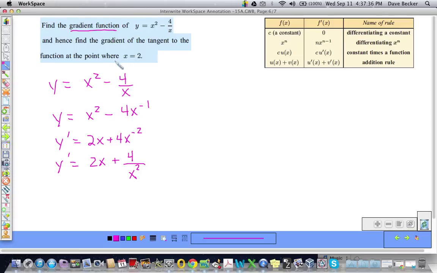Okay, so they're asking me to find the gradient of the tangent to the function at the point where x equals 2. So they're really just asking me to find y prime of 2. Yes? Well, y prime is equal to 2x plus 4 over x squared. So y prime of 2 is going to be equal to 2 multiplied by 2. Okay, I just replaced this x right here with the 2, plus 4 over 2 squared. Yes? Replacing this x with 2. So this becomes 4 plus 4 over 2 squared, which is 4 over 4, which is 4 plus 1, which is indeed 5.